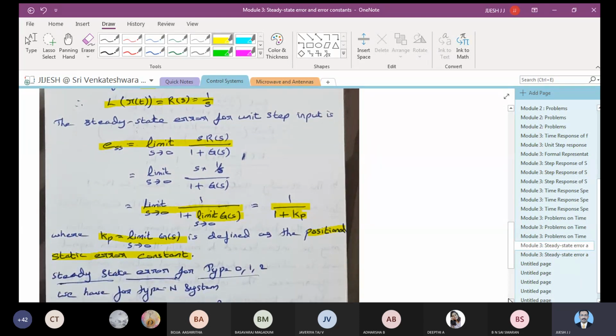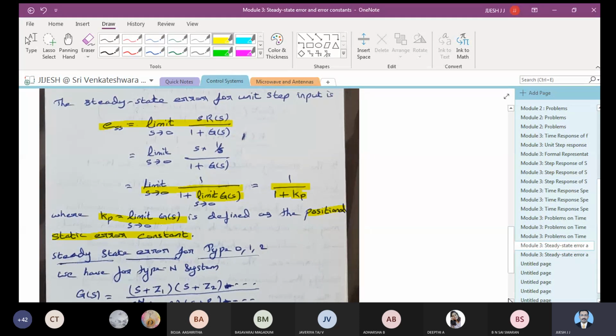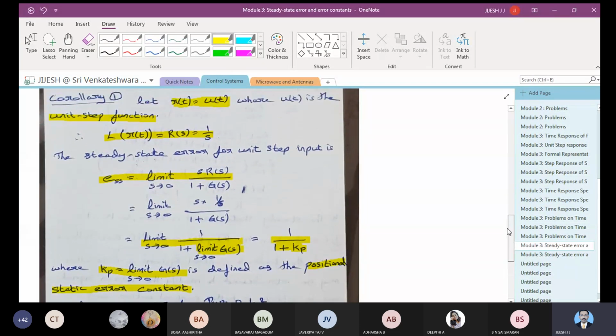We'll go a little more in depth further. We have studied all these things. The steady state error for type 0, 1, 2 systems we'll be seeing, and we will carry that out in the next class. Is that clear for all of you? Have all of you got this equation, that for the unit step function, ESS is equal to 1 divided by 1 plus kp? Any confusions or doubts? Is that clear for everyone?